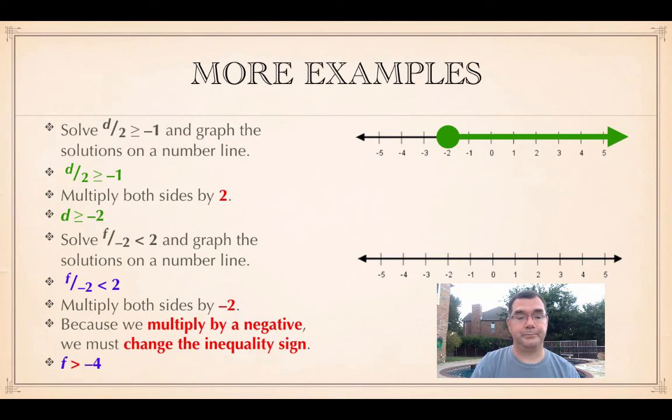So I find negative 4 on the number line. It's a greater than sign, so I don't want to include the 4, so I put a hollow circle there. I want the numbers bigger than negative 4, so my arrow goes to the right.